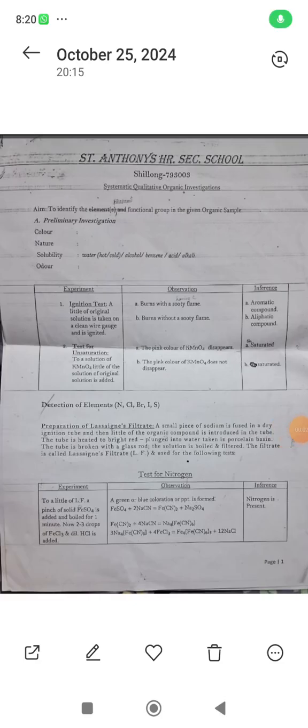Dear students, so here I am sending you how to write the organic practical. So you have to write down the aim of the experiment. When you write down the aim of the experiment, you have to write: to identify the functional group in the given organic sample. One thing you have to remember is that organic samples are not salts. So you cannot say salts.